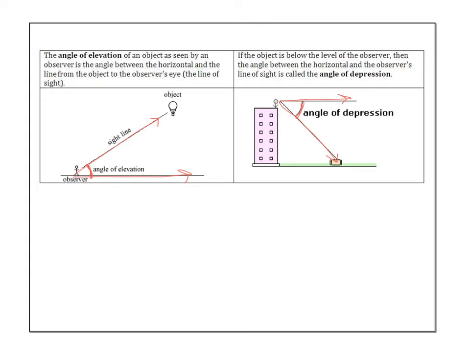Most common mistake that people make is they put the angle of depression here. That is not correct. So the angle of depression has to go out from your line of sight to the object you're looking at.